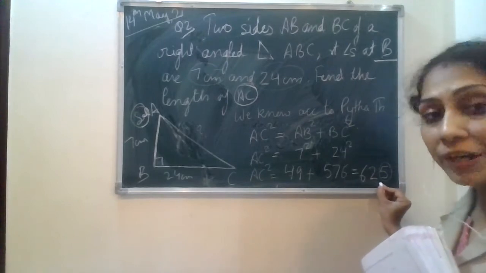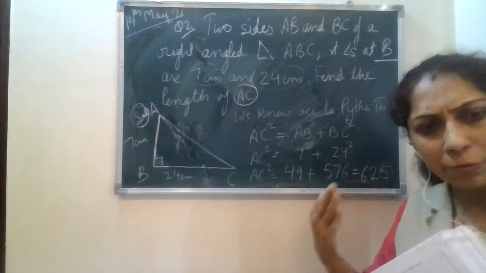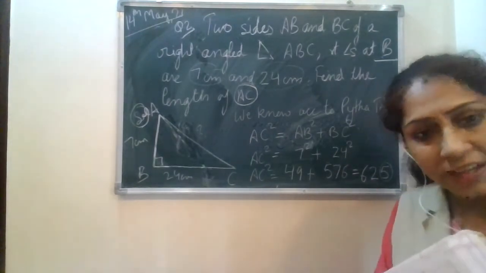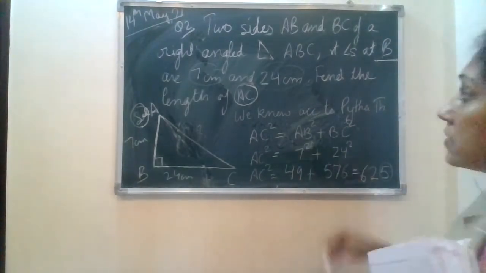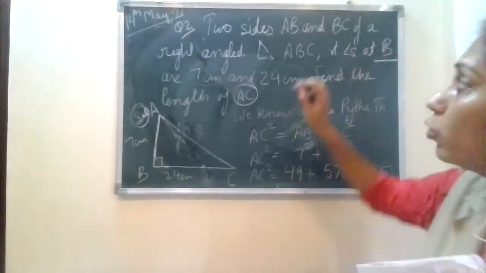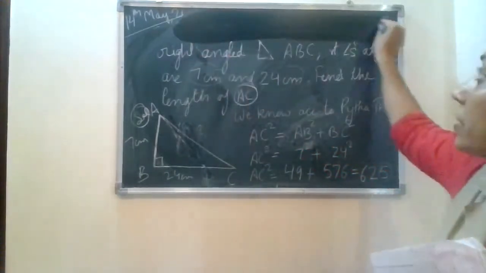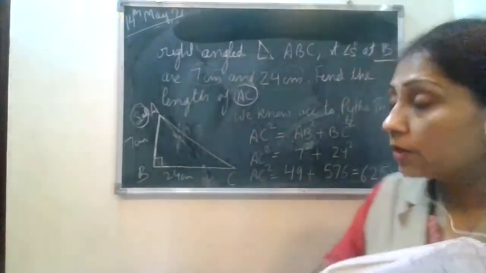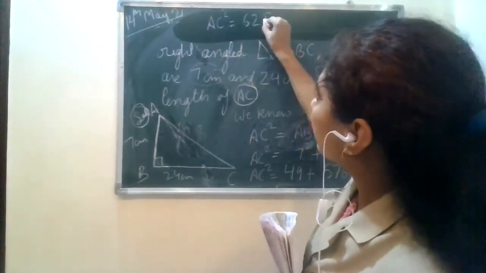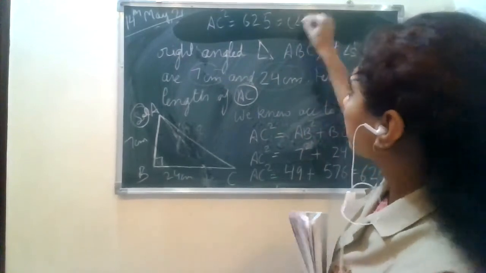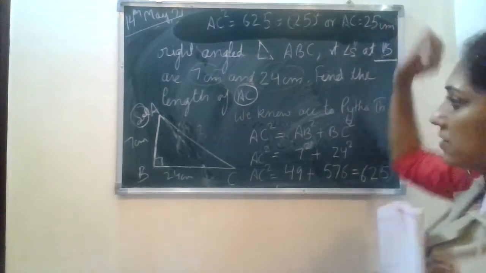Just go on reading. This is your math assignment for your vacations also. Just go through multiplication, do multiplication in mind, try to build up your own tricks and tactics for handling the calculation. I'm not having space, so I'm writing over here. AC square is equal to 625, which is 25 square. Or we can say AC is equal to 25 centimeter is the answer.